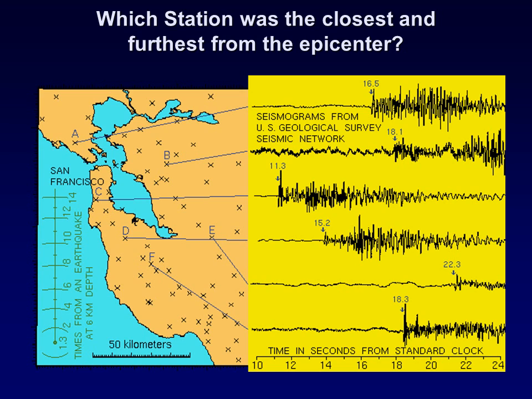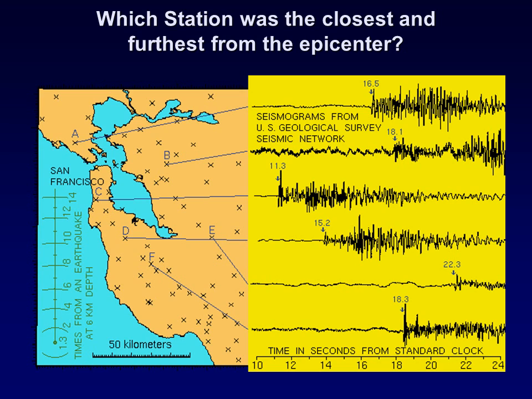So that's 16.5 seconds before the waves arrived. At point B, it was 18.1 seconds before the waves arrived. So we know that point B must be slightly further away than A, right? Because it took a couple seconds longer for the waves to arrive there. At point C, it took 11.3 seconds for the waves to arrive.